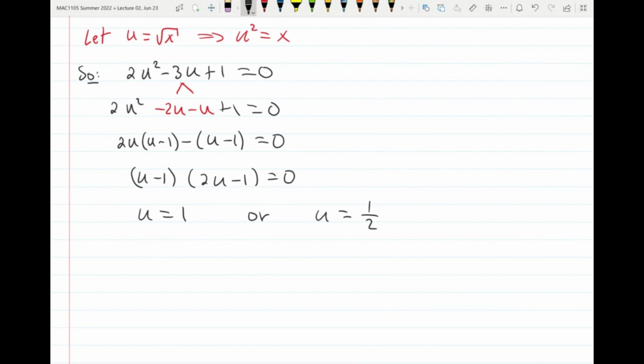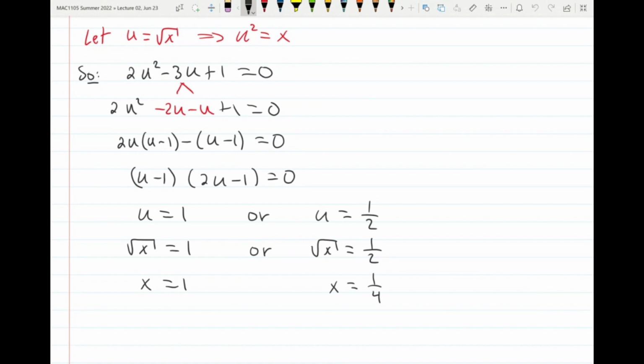But remember, don't stop here. We want x, so we need to put back. So u was square root of x, equals 1 or equals 1/2, and then we finish solving. Even though we haven't talked about it, if square root of x is equal to 1, what do you think that means? Then we square both sides, right? So x itself is 1. And if the square root of x is 1/2, then what is x? A quarter. What I'm doing is squaring both sides to cancel the radical.